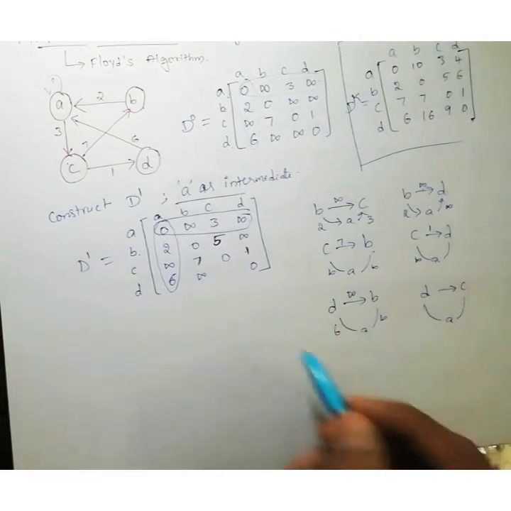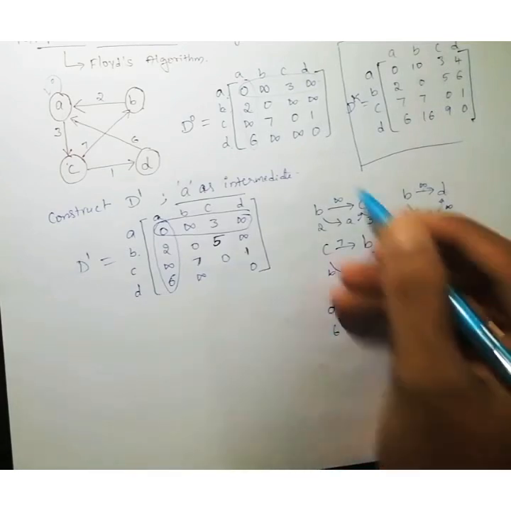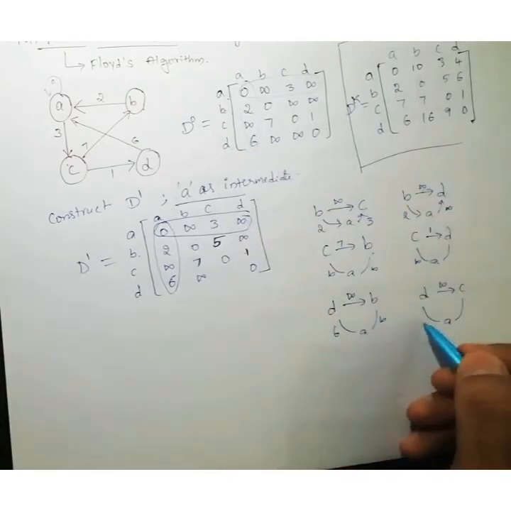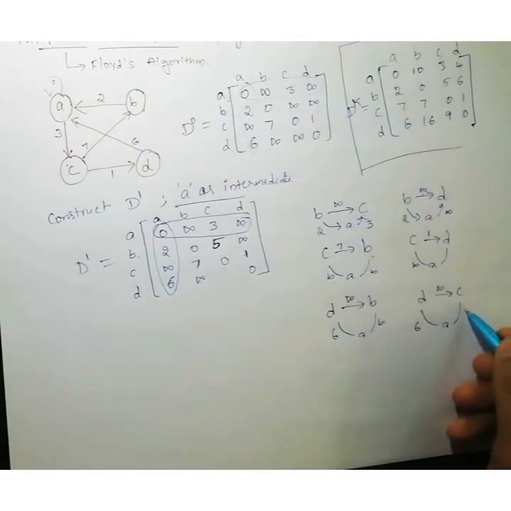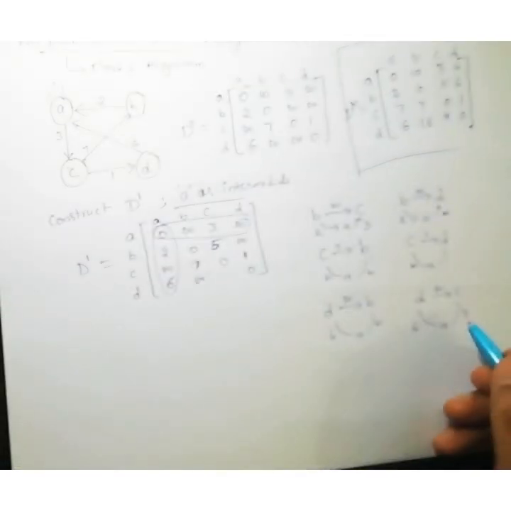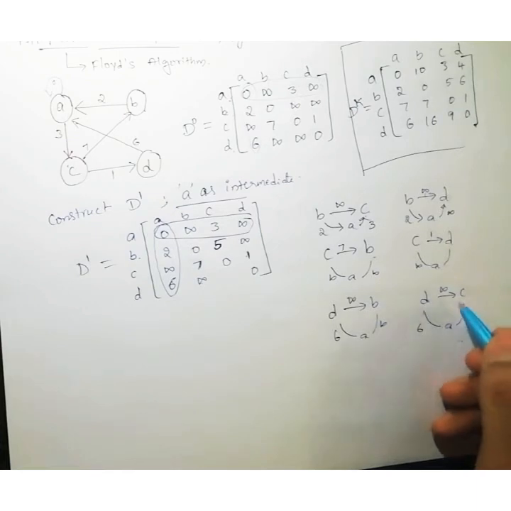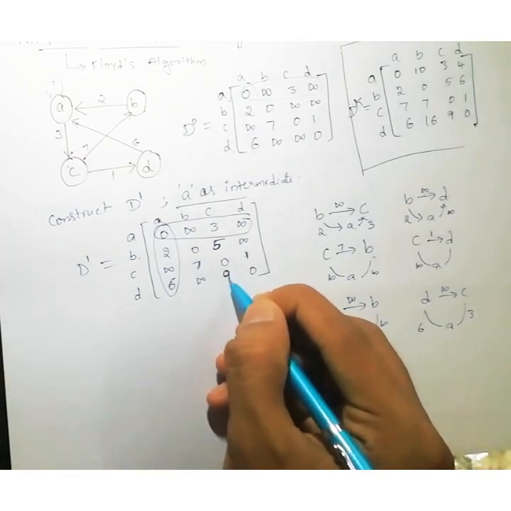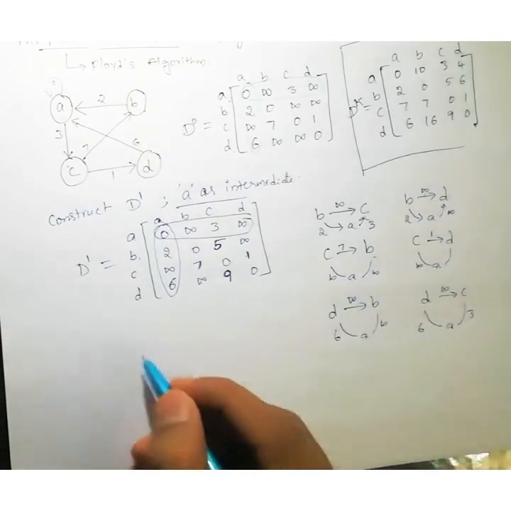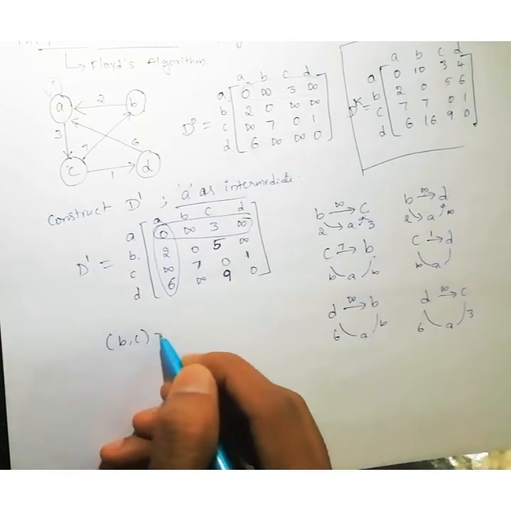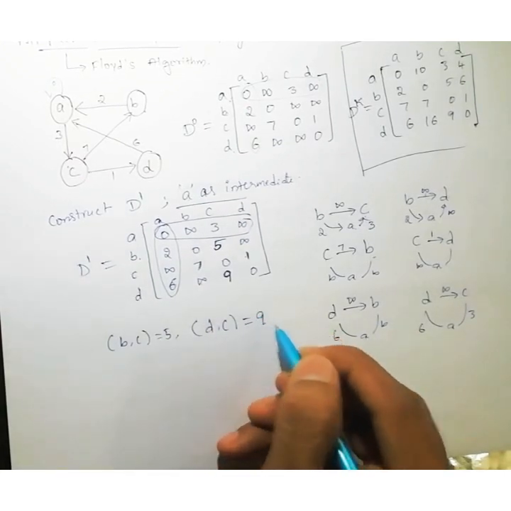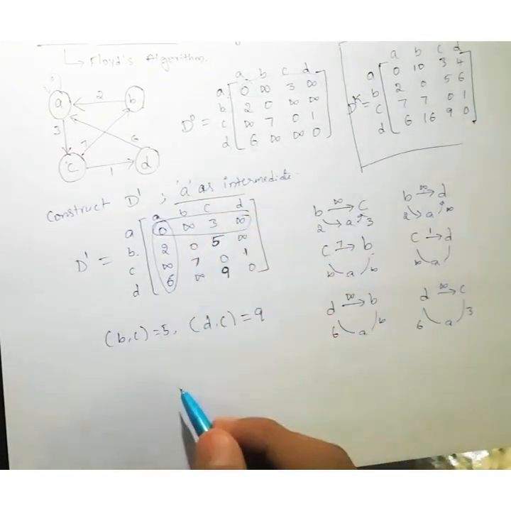Next check next edge, that is D to C. So initially D to C, what is the direct edge? No, that is infinity. What is the value of D to A? 6. And A to C, 3. So now what is the value? 6 plus 3, 9. Is 9 less than infinity? Yes. If it is yes, we have to update this by 9. Okay. So 2 new paths we are getting, from B to C, that is 5, and one more new path we are getting, that is D to C, that is 9, with A as an intermediate node.